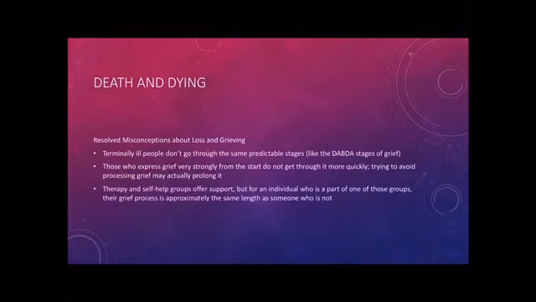And then the final misconception is that therapy and self-help groups are going to decrease the length of your grieving process. It's not true. Therapy and self-help groups do offer support, but for an individual who is a part of one of those groups, their grief process is the same length as someone who's not part of that group. So, not to say that therapy and self-help groups are a bad idea.